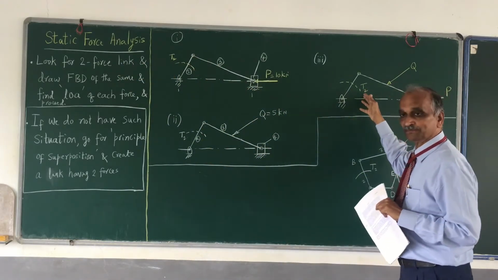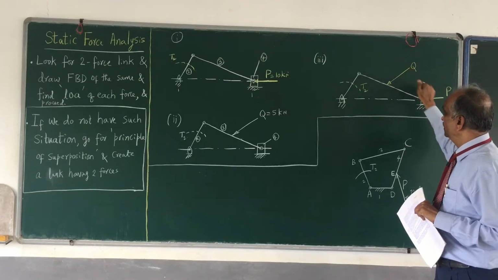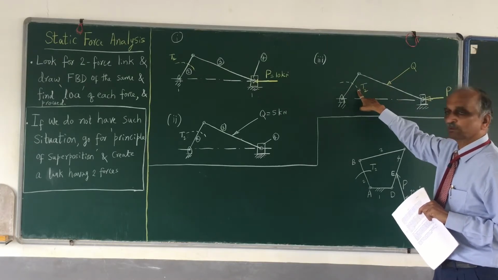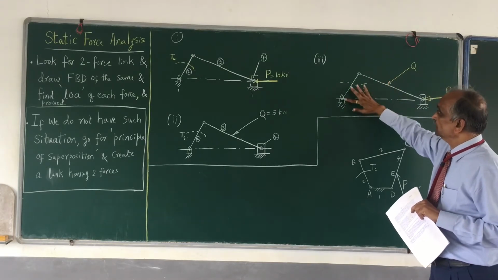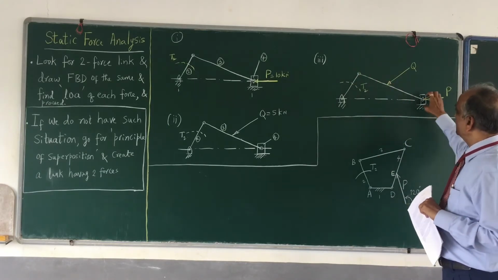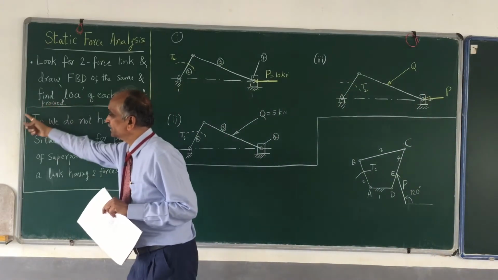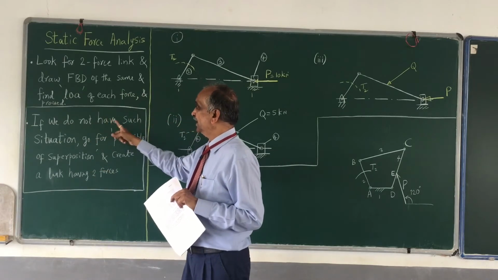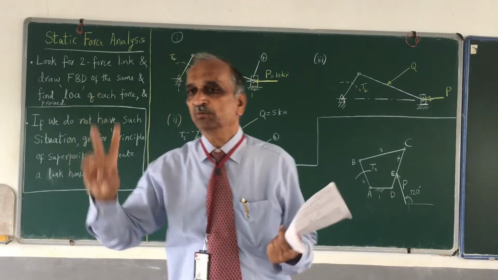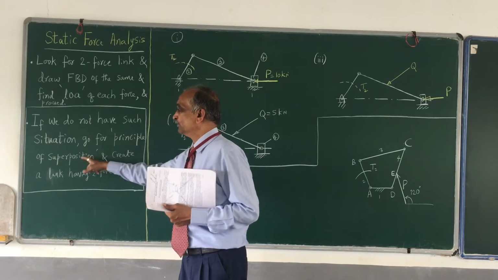Now let me come to this. A third problem. Here I have both forces P and Q: P on link number 4, Q on link number 3, and I also have to find T2. Now, link 2 is not a two force member, link 3 also is not a two force member, and link 4 is also not a two force member. For such a situation I have written here: if we do not have a link having only two forces, then what to do? Go for the principle of superposition.